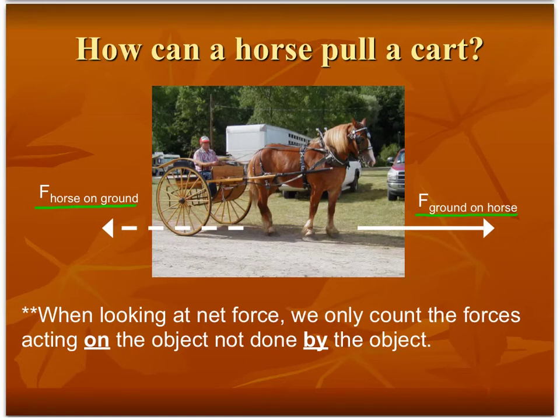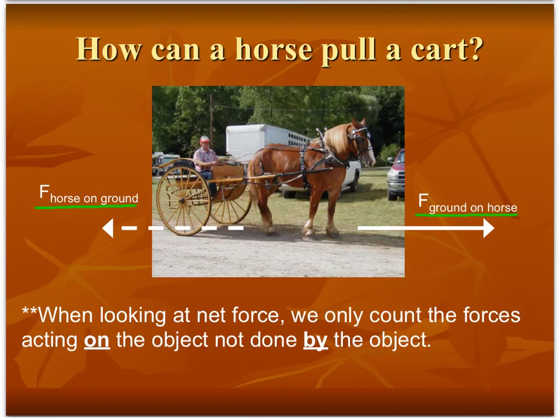When thinking about these problems, though, we need to keep in mind that we can only count the forces acting on the object, not the ones that are done by the object. So for all of these problems, even though there's an equal and opposite reaction, we're never going to get a net force of zero because those forces are acting on two different objects. So for this particular problem, yes, the horse does act on the ground. Okay, it applies a force to the ground.